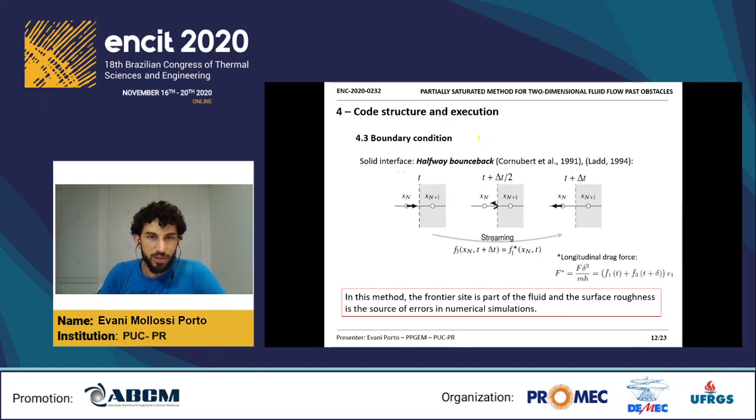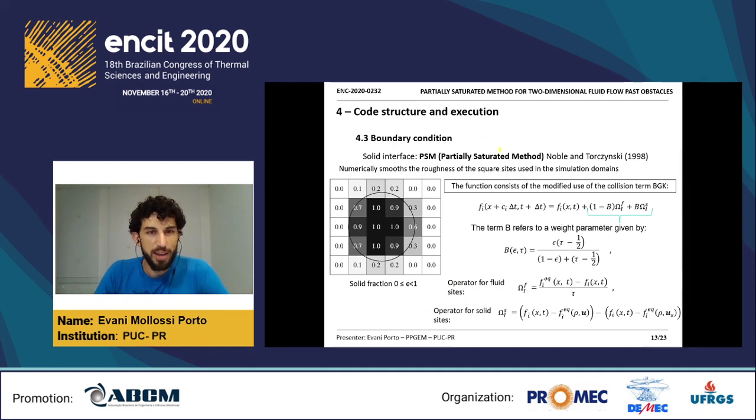So to improve this condition, we have the PSM, that is the partially saturated method. This method numerically smooths the ruggedness of the square sites used in the simulations. So for each site we have a solid fraction. For example, for this site we have 70% of solid portion. All the sites have a value between 0 and 1, and this value can be used to calculate the weight parameter. So this weight parameter is used in the collision operator.